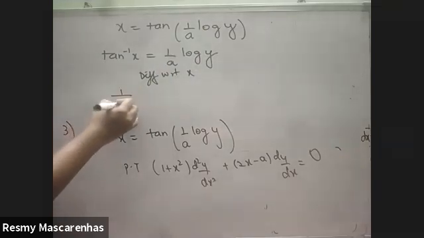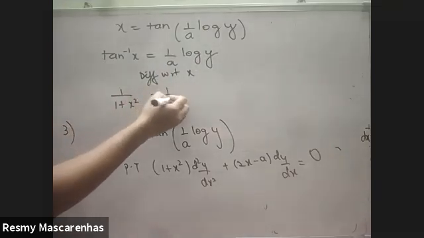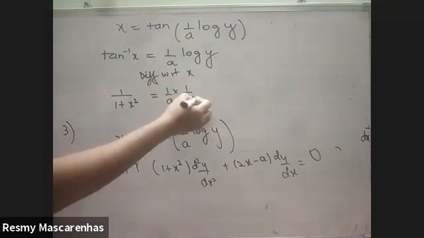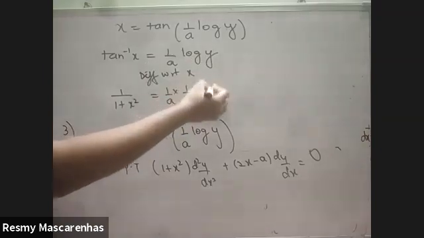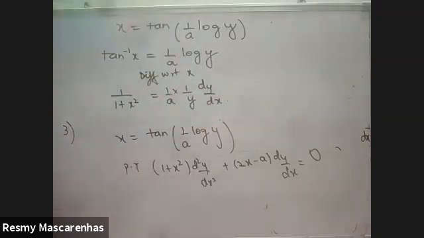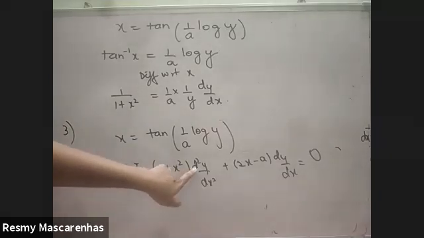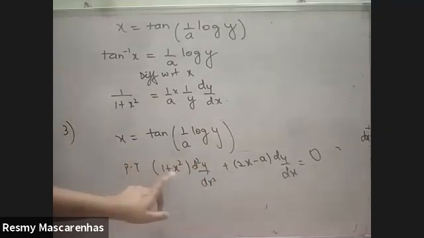So 1 upon... 1 by a is anyways a coefficient, so that will not make any issues. Derivative of 1 by log y is 1 upon y extra dy by dx. If you see who is there along with this, look at the answer: d square y upon dx square, the side there is 1 plus x square.